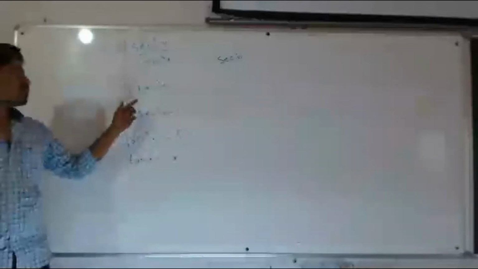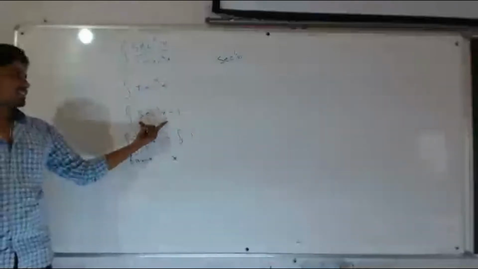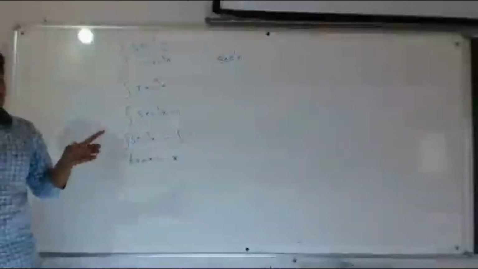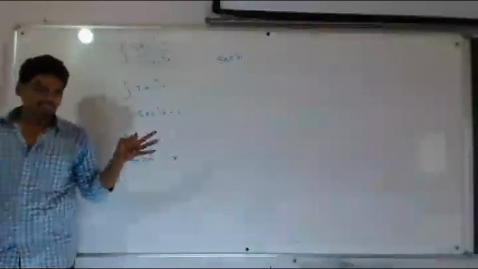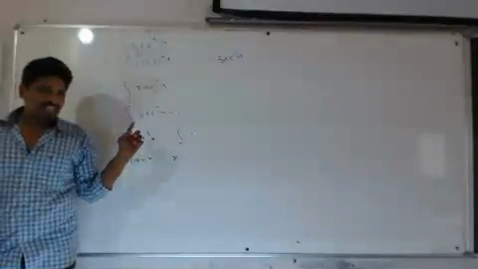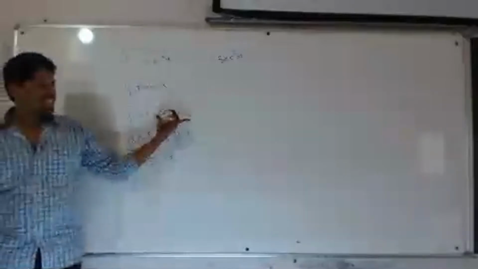There is no direct formula for tan square x. We can write tan square x like this: secant square x minus 1, by using the identity secant square x minus tan square x equals 1. If 1 comes to this side and tan square x goes to that side, secant square x minus 1 equals tan square x. So tan square x is secant square x minus 1.